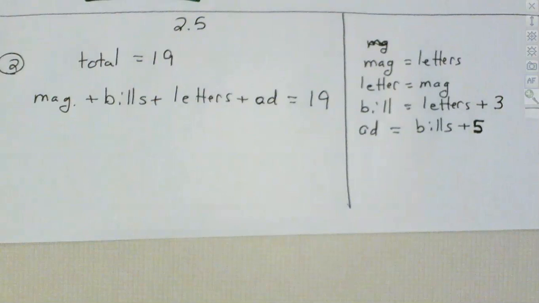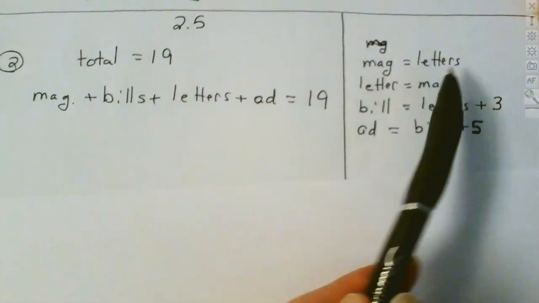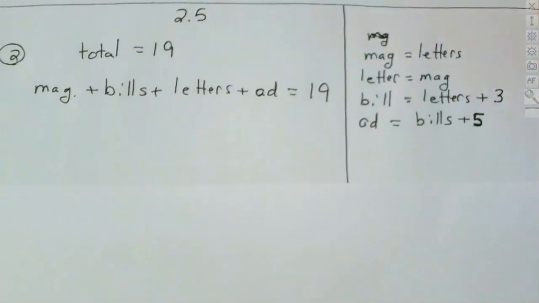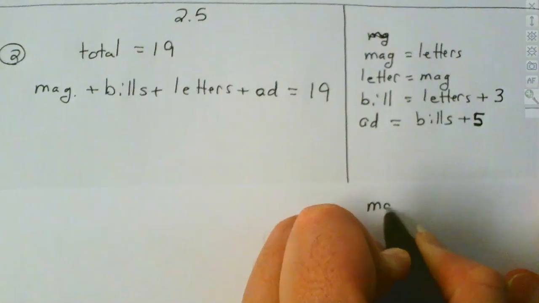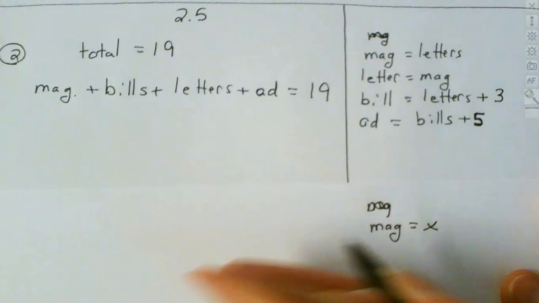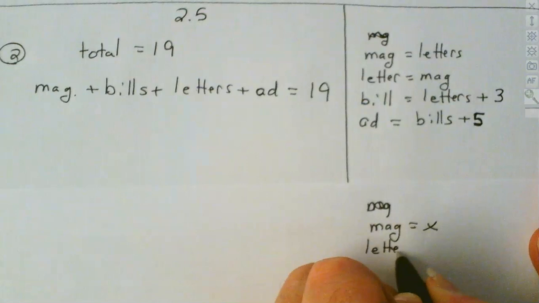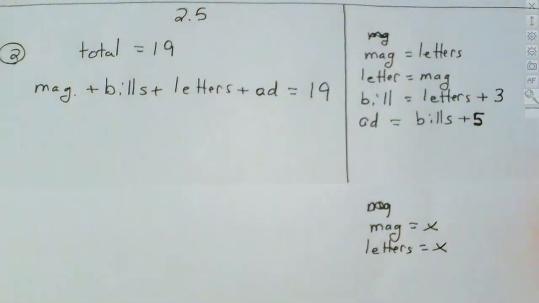Now we need to rewrite this with the variable x. I am going to use x to represent the number of letters and magazines because they're the same. Okay, magazines and letters are the same. So magazines, if I can write it right here, magazines, I'm going to use an x. That means the letters are also what? Because they are the same, right?